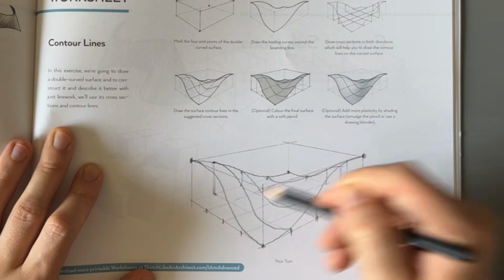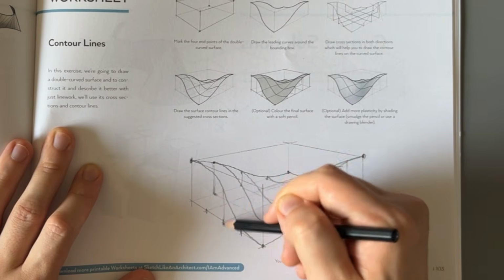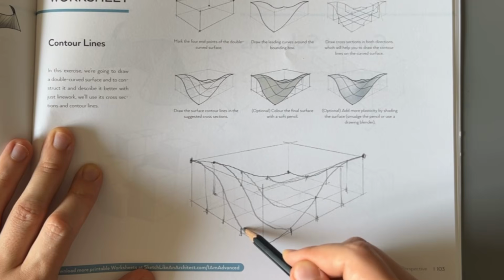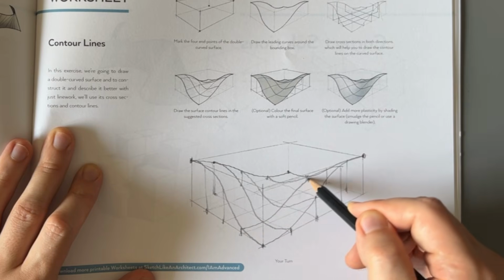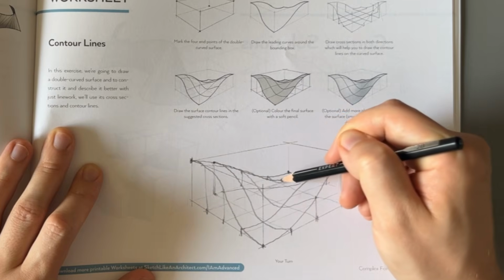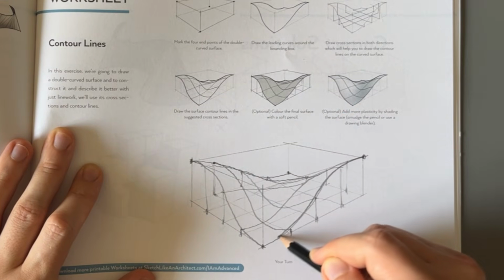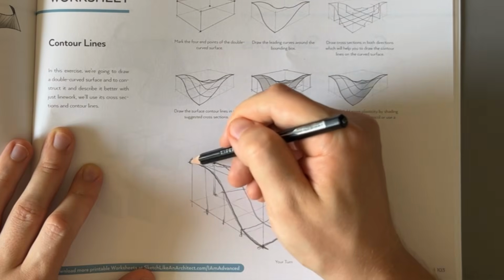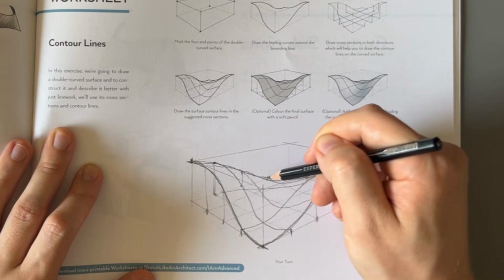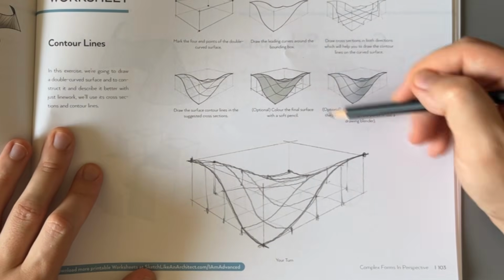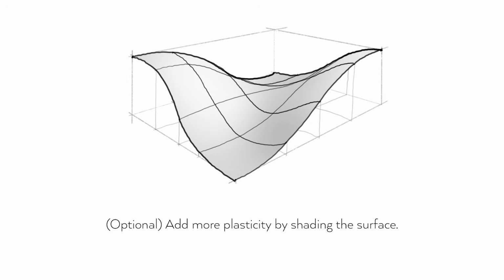So I can use these cross sections to draw the contour lines. This is quite a complex surface to draw, but this would be the way to go about it. And as you can see, the shading, if possible, it helps even more.